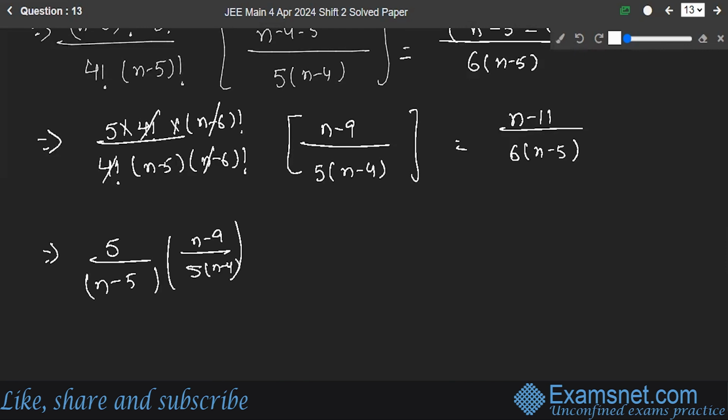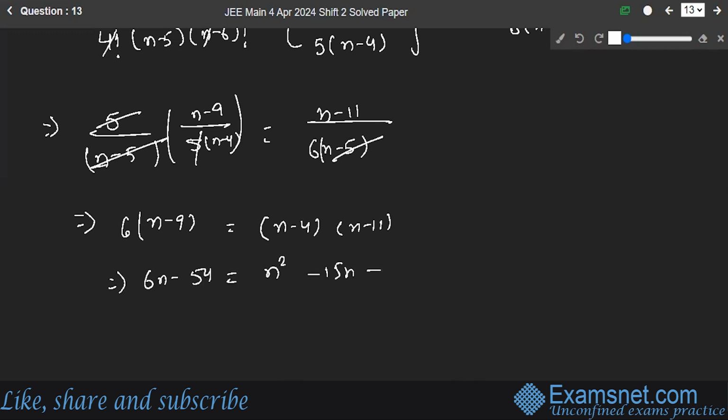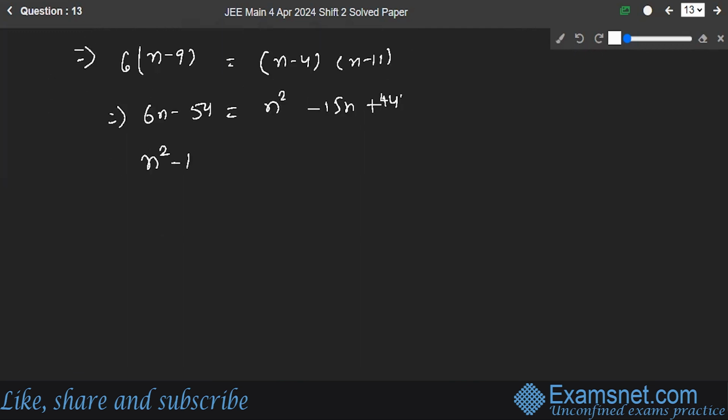So this is equal to (n minus 11)/(6(n minus 5)). So this cancels like 5. And here n minus 5, n minus 5 will also cancel out. So further, (n minus 9) into 6 is equal to (n minus 4) into (n minus 11), which gives 6n minus 54 = n square minus 15n plus 44. So this will be n square minus 21n plus 98 is equal to 0.